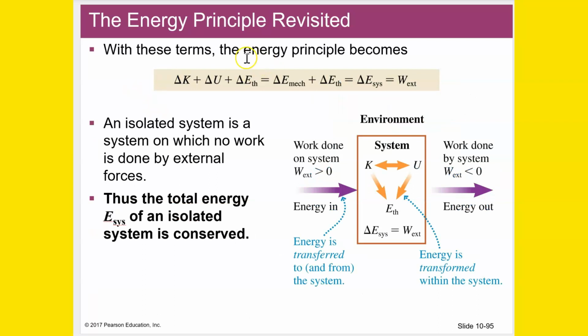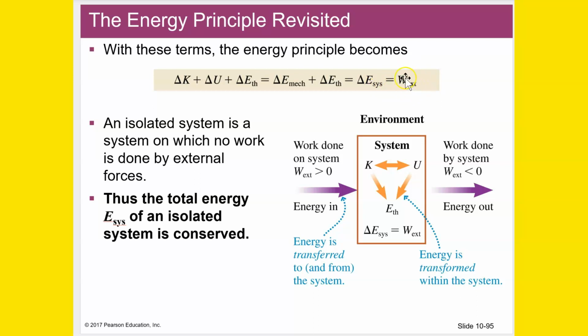With these terms, the energy principle becomes this. We've said this before, but you could rewrite it like this: the change in kinetic energy plus the change in potential energy plus the change in thermal energy, or the change in mechanical energy if you combine the potential and the kinetic into one single term, equals the change in the total energy of the system, which equals the external work done on the system.